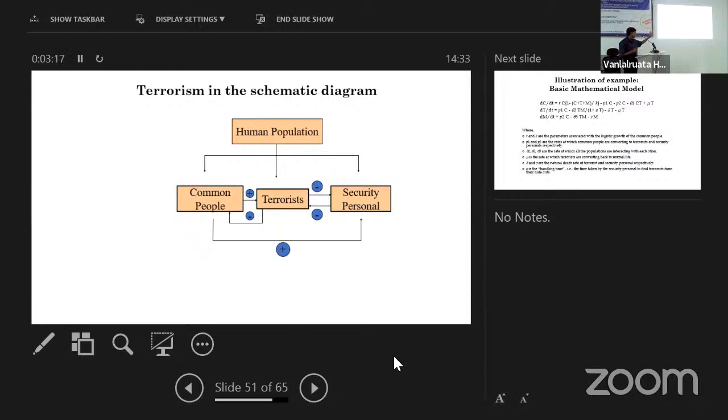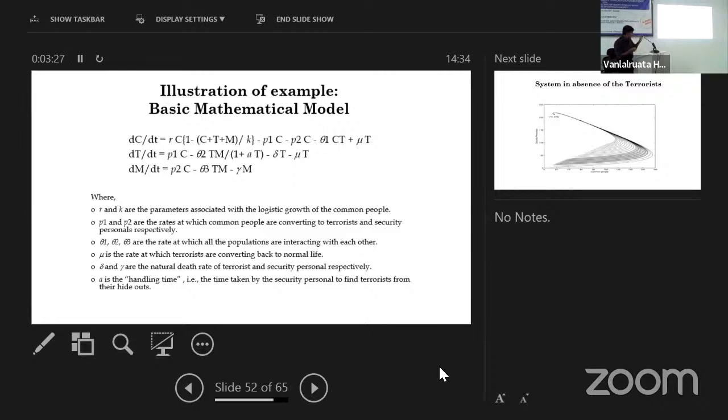Okay, so C represents the common people, T represents the terrorist, and M represents the military. If you remember my logistic model, dx/dt equals Rx into 1 minus X over K. This is the carrying capacity. So look at this situation: Rc into 1 minus.